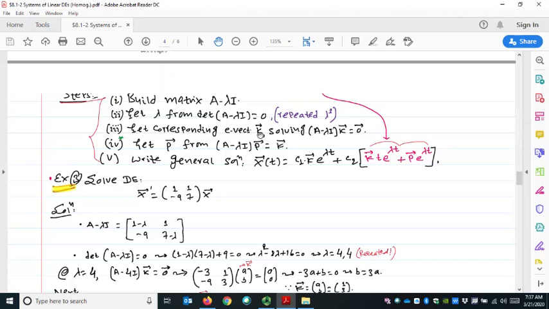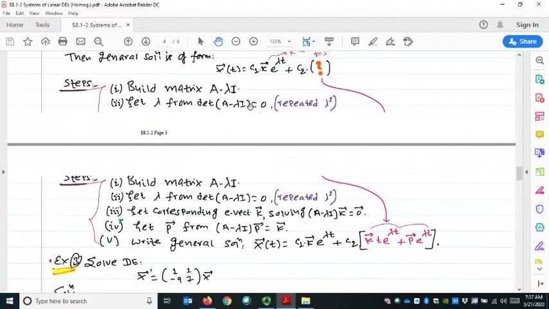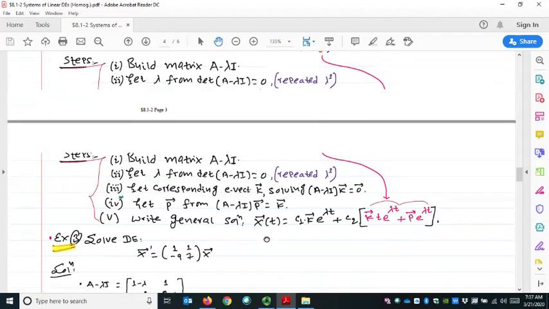Then our general solution is of the form x(t). So the first term I just copied here, c1 times vector k times e to the lambda t plus c2, and this term goes to this magic box, which is vector k times t e to the lambda t plus this new vector we obtained in step 4, vector p times e to the lambda t. Then this will be our general solution in the repeated case. Great. Let's see some examples.